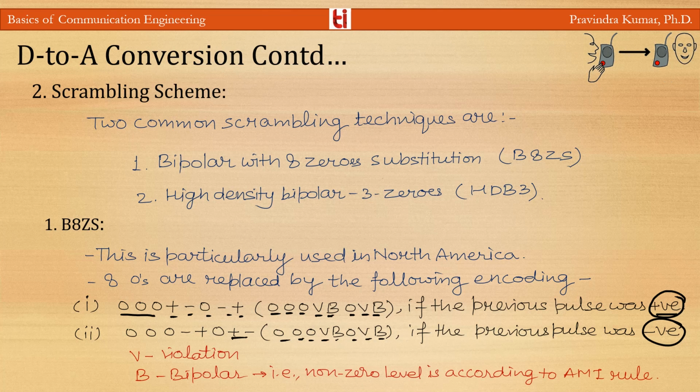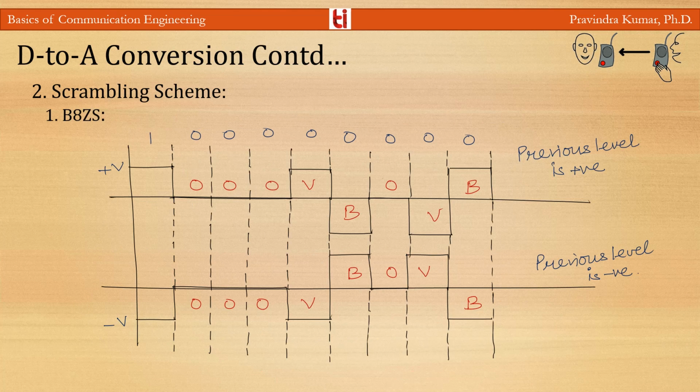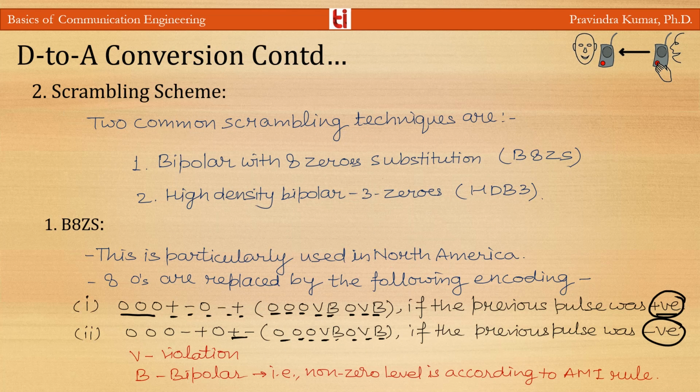Here V is the violation and B is bipolar, that is, a non-zero level according to the AMI rule. V means there is a violation of the AMI rule, and B means it follows the AMI rule. This should be done at the transmitting end and also the receiving end. It is a protocol followed by both sides of the communication. As long as the number of zeros does not exceed 8, there is no problem.